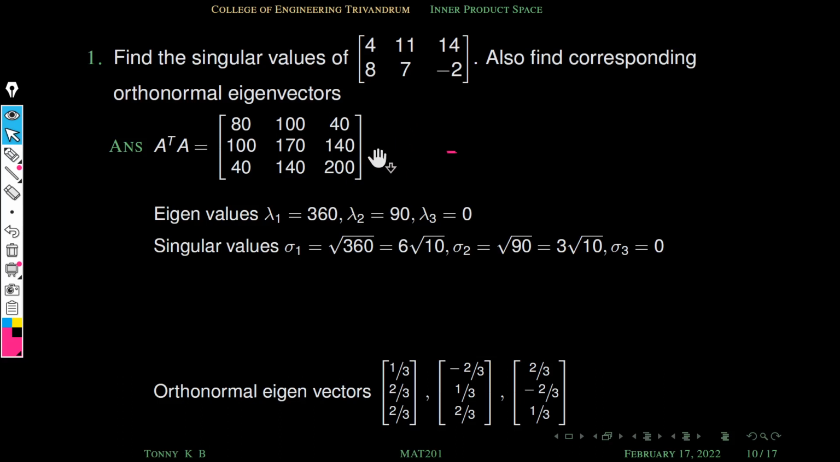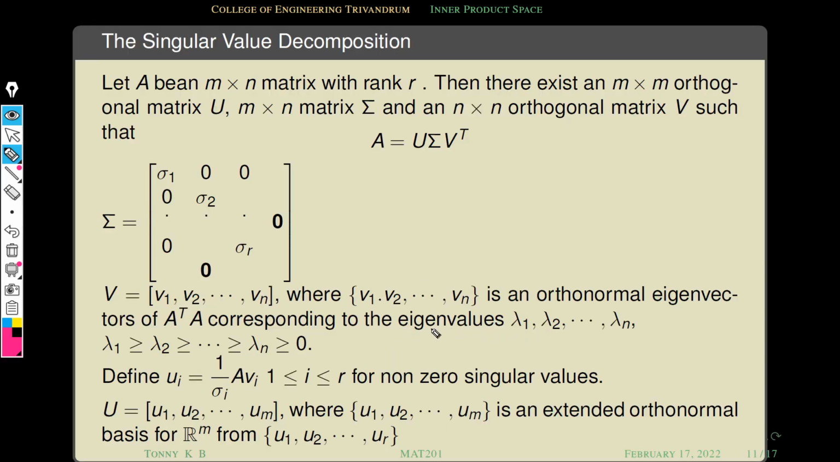We already discussed this problem in the previous session. In this session, we will find the singular values of this matrix and the corresponding orthonormal eigenvectors. These eigenvectors are orthonormal, that means their norms are 1 and they are mutually perpendicular, or mutually orthogonal. They are the eigenvectors of these eigenvalues: this eigenvector corresponding to 360, this eigenvector corresponding to 90, and this eigenvector corresponding to 0. And one more thing, here we assume that lambda i is also in decreasing order.